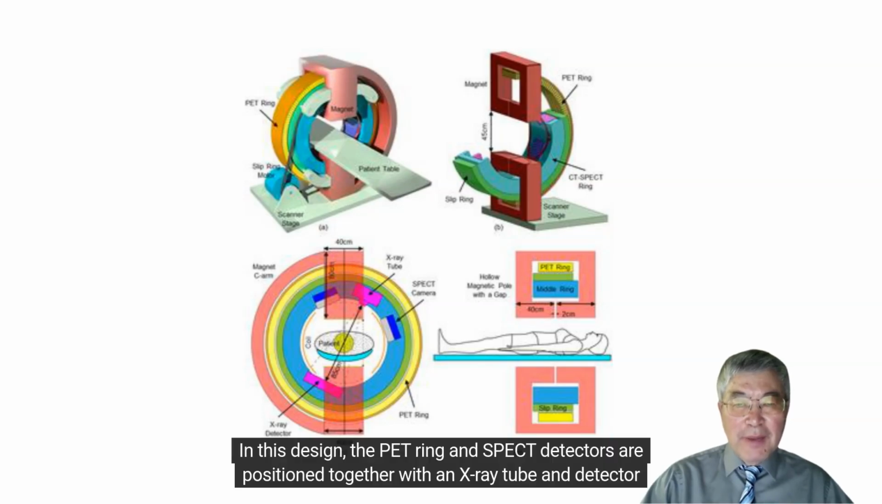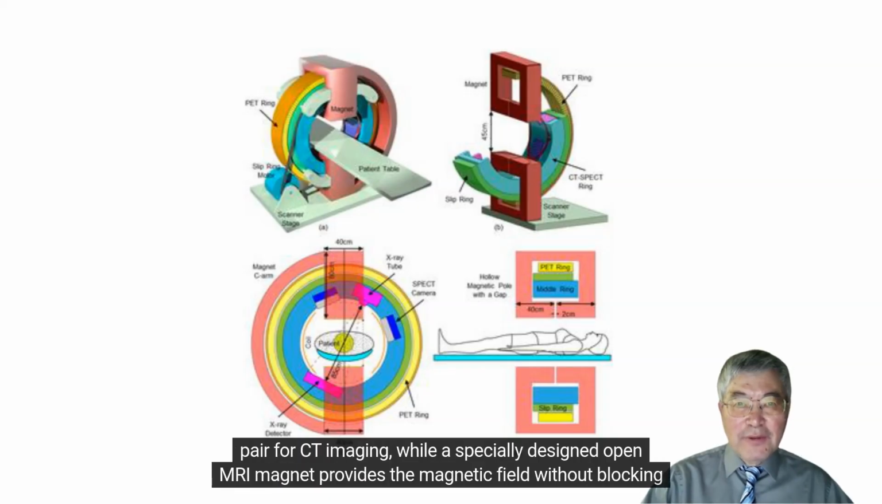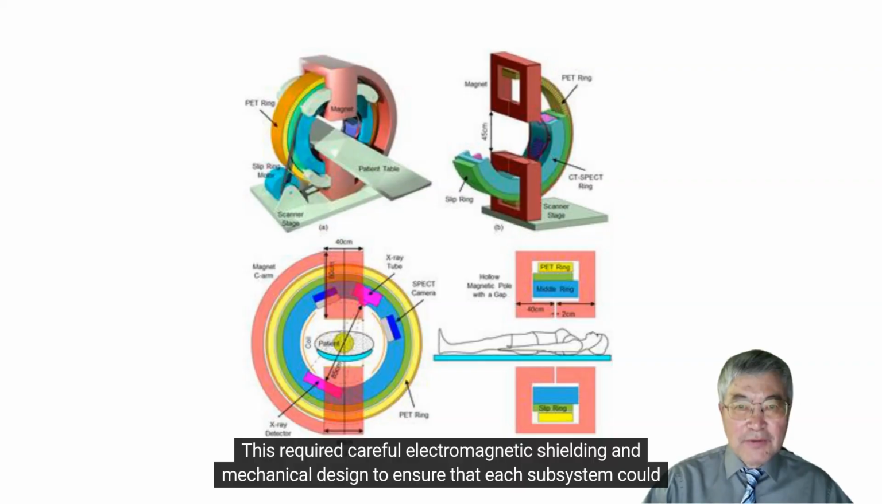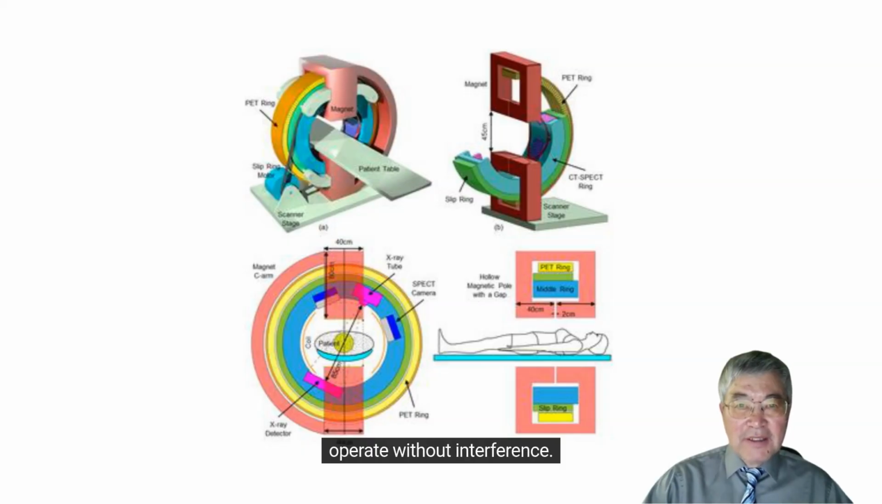In this design, the PET ring and SPECT detectors are positioned together with an X-ray tube and detector pair for CT imaging, while a specially designed open MRI magnet provides the magnetic field without blocking the other modalities. This required careful electromagnetic shielding and mechanical design to ensure that each subsystem could operate without interference.